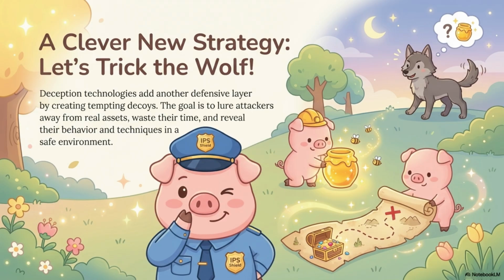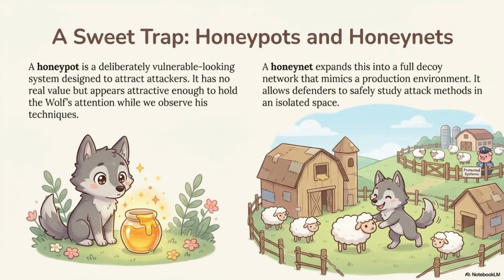Deception technologies add another defensive layer by wasting attacker time and revealing behavior. A honeypot is a deliberately vulnerable-looking system designed to lure attackers away from real assets. It contains no real value, but appears attractive enough to hold the wolf's attention while defenders observe his techniques. A honeynet expands this idea into a full decoy network that mimics production environments. Honeynets are often virtualized and isolated, allowing defenders to safely study attack methods, including previously unknown techniques. While the attacker explores the fake farm, the real barn stays secure.